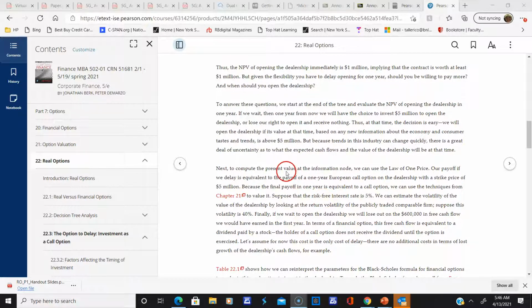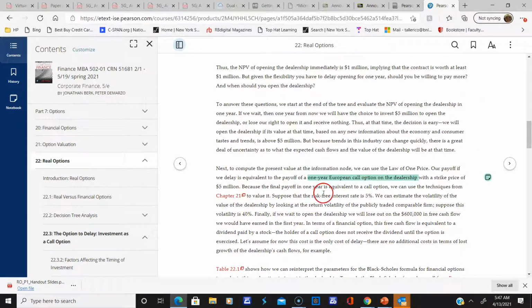So then we have to compute the present value at the information node, and we're going to use the law of one price, which we've heard about so much. The payoff, if we delay, is equivalent to the payoff of a 1 year European call option on the dealership. Now, these are the important words. They're equating it to a 1 year European call option on the dealership with a strike price of $5 million.